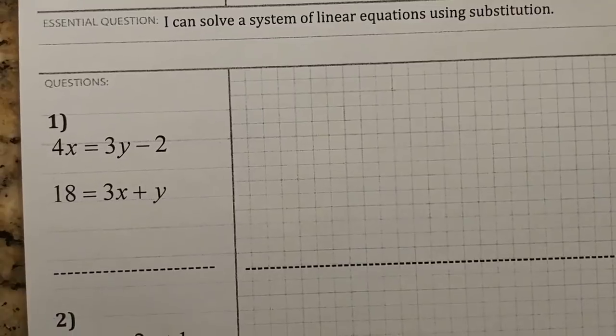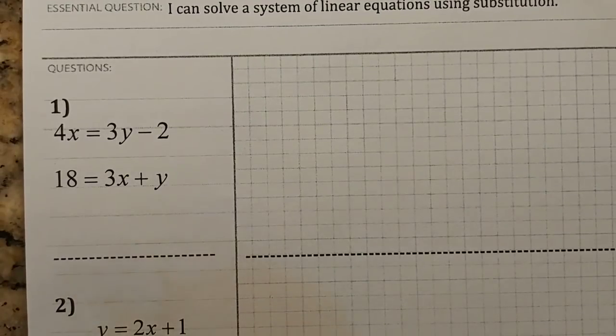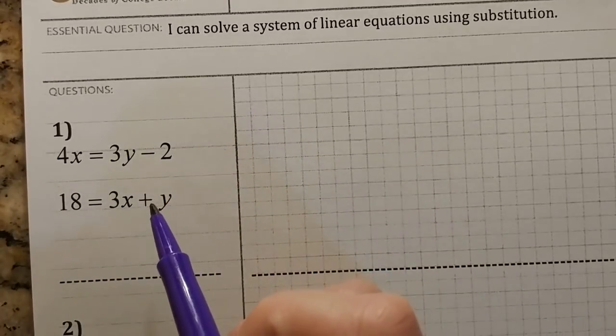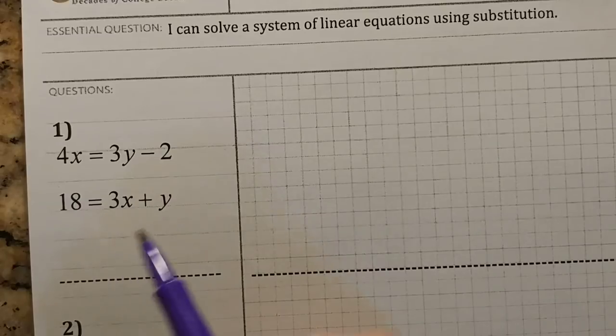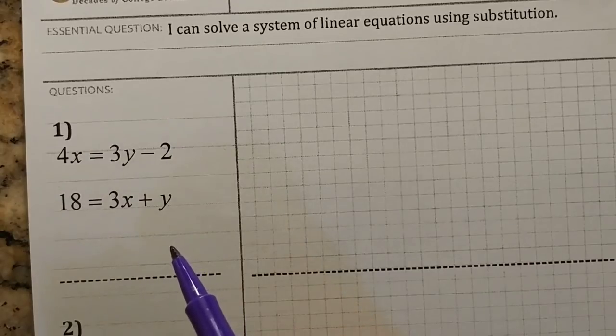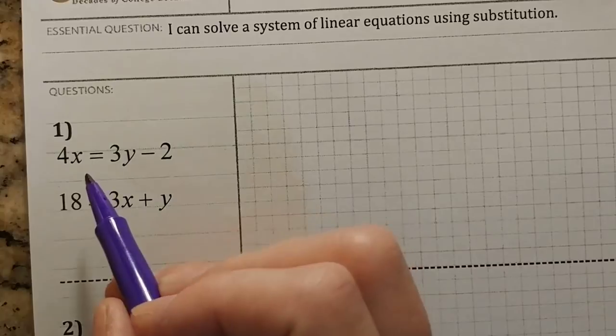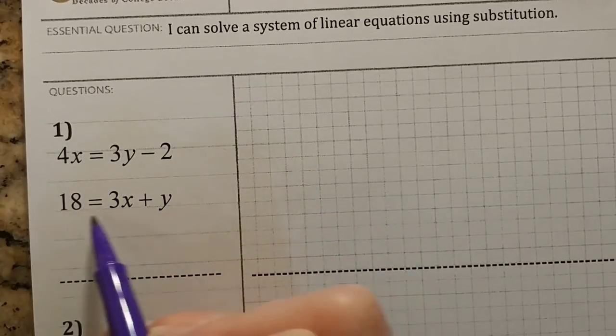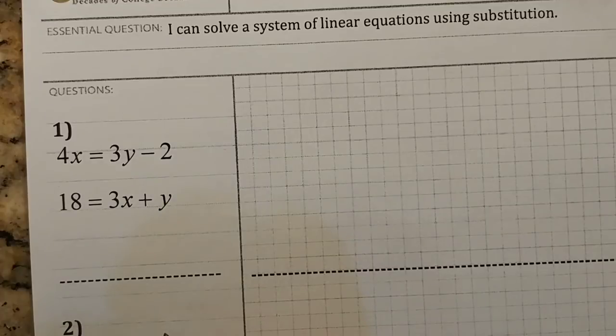On number 1 here we see a system of linear equations, and what we want to do for the substitution method is to take a look at which equation is solved for one variable, so which one says x equals or y equals. But if you look, neither one of them do. So we're going to have to isolate one of the variables. We would either have to get the x or y by itself in this equation or get the x or y by itself in this equation.